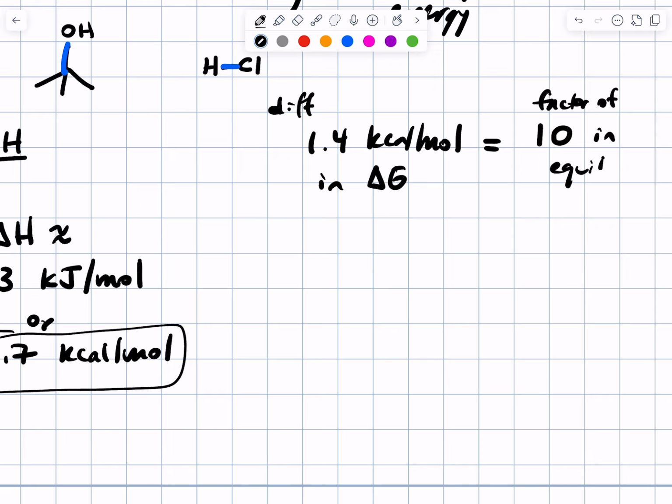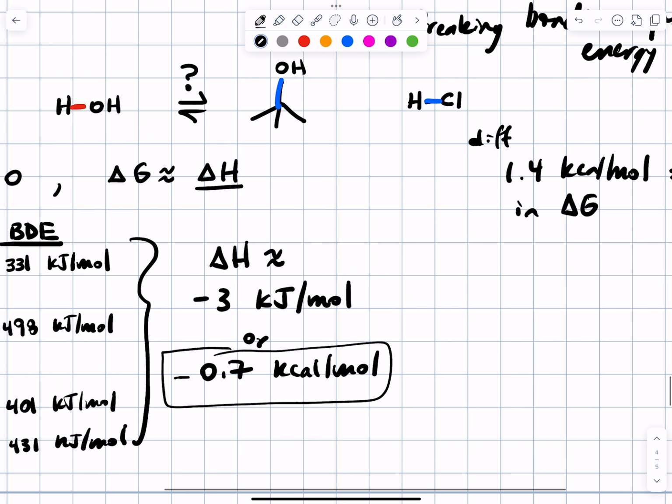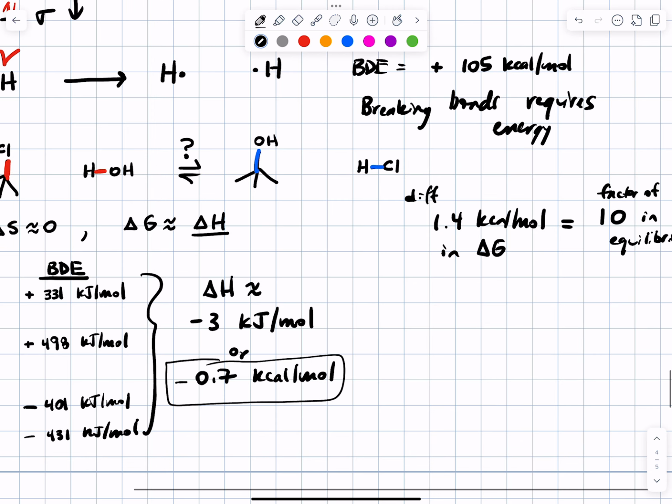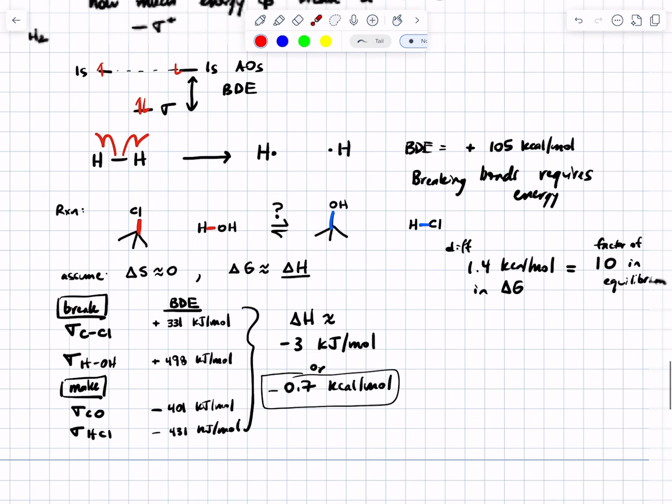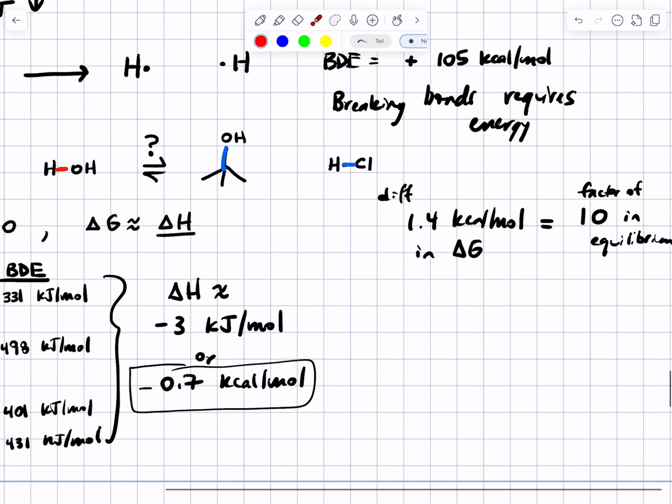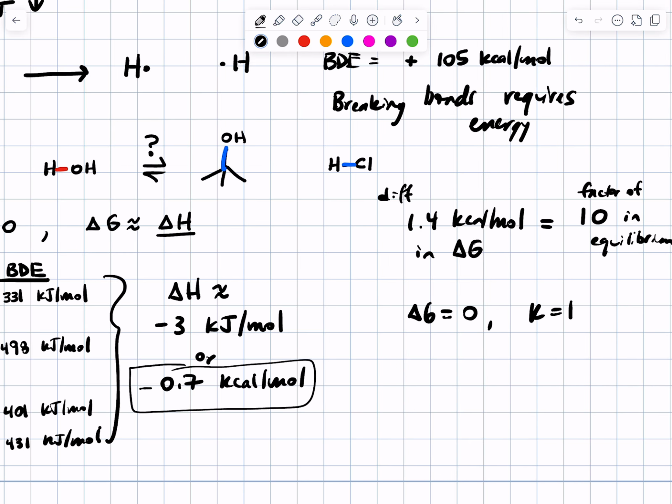in equilibrium constant. So if you want to memorize that 1.4 equals 10, what that means is if the free energy change for a reaction were minus 1.4 kilocalories per mole, the equilibrium constant for that reaction would be 10, meaning it's favorable to have products by a factor of 10. In this case, that number is, of course, if delta G equals 0, then the equilibrium constant equals 1.